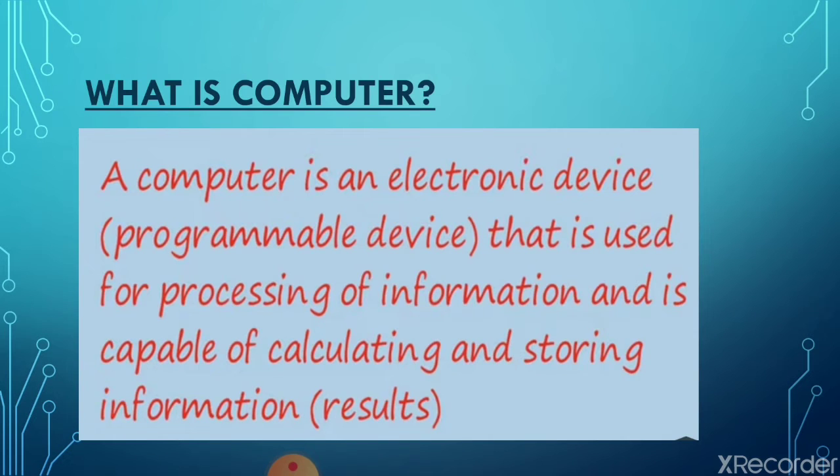So what is computer? A computer is an electronic device or programmable device that is used for processing of information and is capable of calculating and storing information or results. So computer is an electronic device which is mainly used for the processing and storing of information, and it is also capable of calculating.